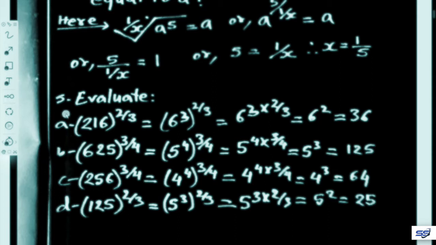Here question 5 is given: evaluate these simple and basic expressions. We have to find the actual value. Part a: 216 whole to the power 2 upon 3. Now 6 to the power 3 is 216, so 216 shall be replaced as 6 to the power 3, and the power is as usual 2 upon 3. Now the powers shall be multiplied, 3 into 2 upon 3. This 3 and this 3 cancel each other, and the rest is only 2, so it equals 6 to the power 2, or 6 squared.